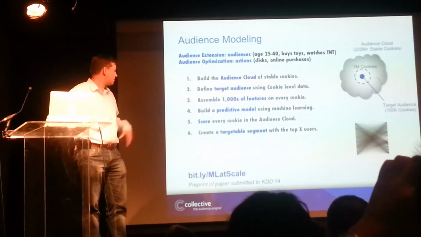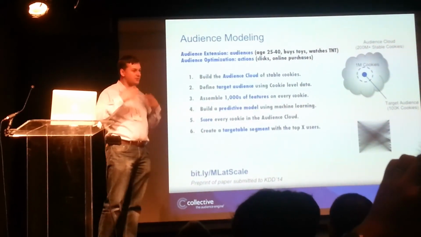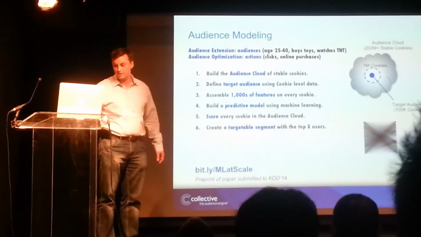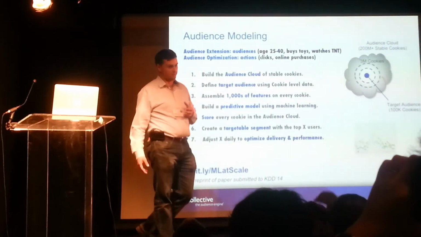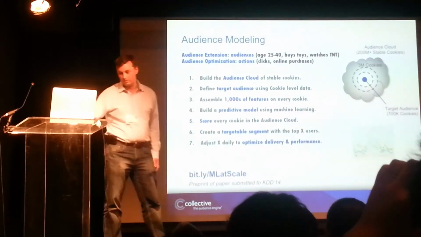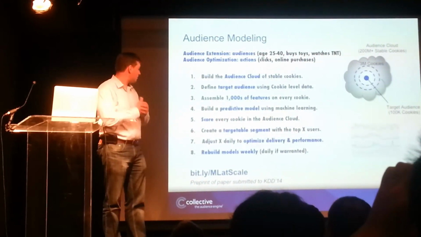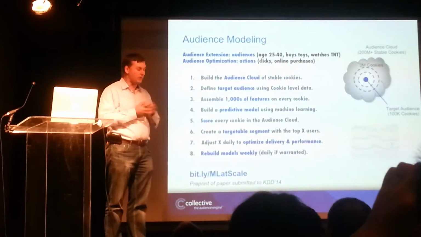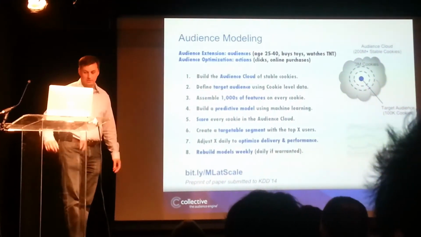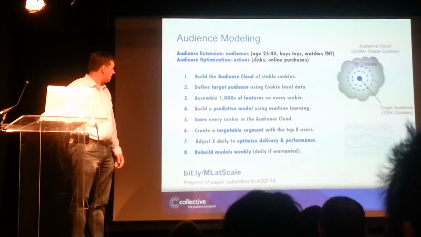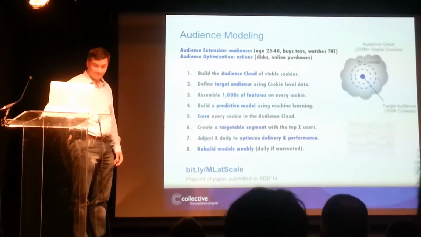And then we create targetable segments out of the users. With top scoring users, we get a targetable set of users, and then we can modify the size of that, balancing the accuracy of prediction against the size of the audience. And then we build models daily or weekly. We submitted a paper to KDD, hopefully it's going to get accepted, and you can find preprints at arXiv.